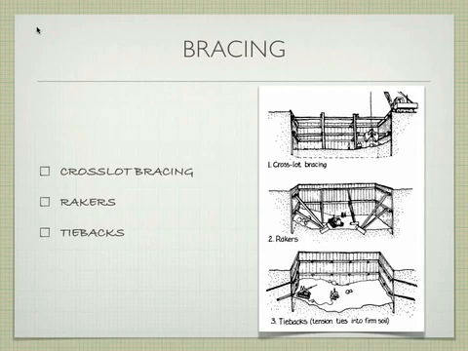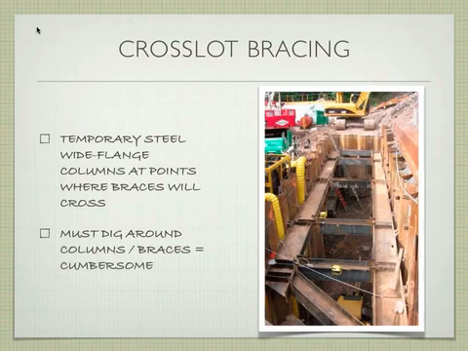And let's talk a little bit about bracing. If you don't have the slurry wall, or even if you have the slurry wall and don't want to go to the expense of using tiebacks, you can use a variety of types of bracing. This is more common in older excavations, because we have better technology to do the slurry walls today than we used to. There are three types: cross-lot bracing, rakers, and tiebacks. We'll talk about each of them in depth.